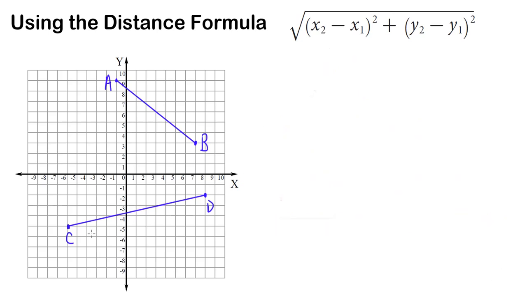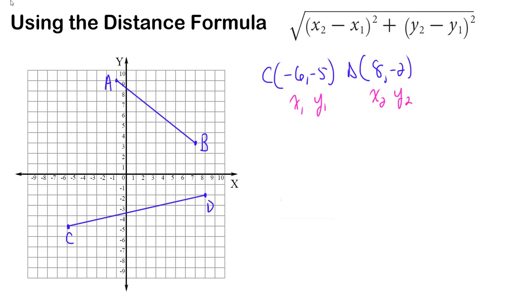Now let's take a look at the length of line segment CD, and we're going to do this one without drawing any right triangles or anything. So first we want to find the ordered pairs for each point. Point C is at -6, -5. And point D is at 8, -2. Once again, we want to label one of these points x1, y1, and the other point x2, y2. And now let's go ahead and plug this in.